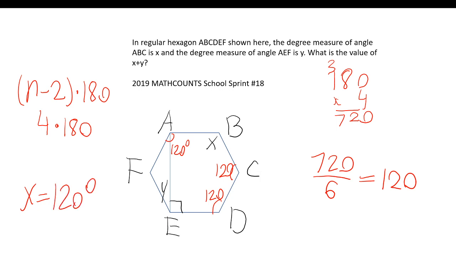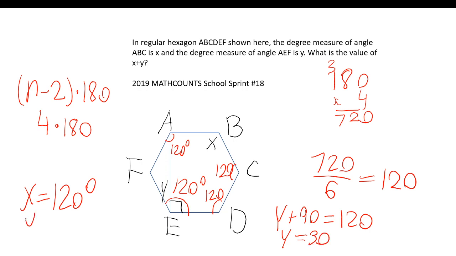But now we need y. Y builds a 120 degree angle. We have y plus this right angle, we have a 90 degree angle. The sum of y and 90 has to sum to 120 degrees. And this tells us a valuable tool. This tells us that y is 30. Now we're asked to compute x plus y. 120 plus 30 gives us 150 degrees. And that is our answer.